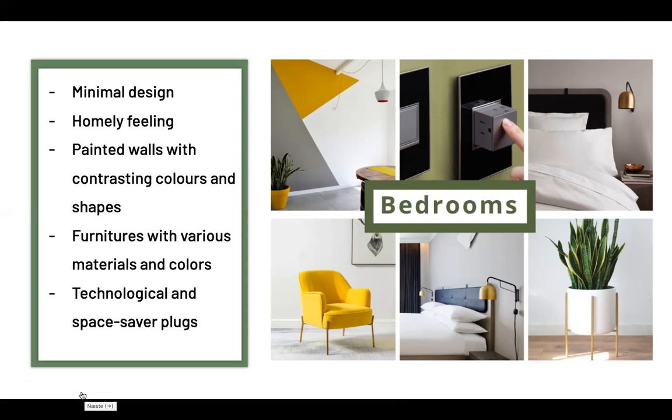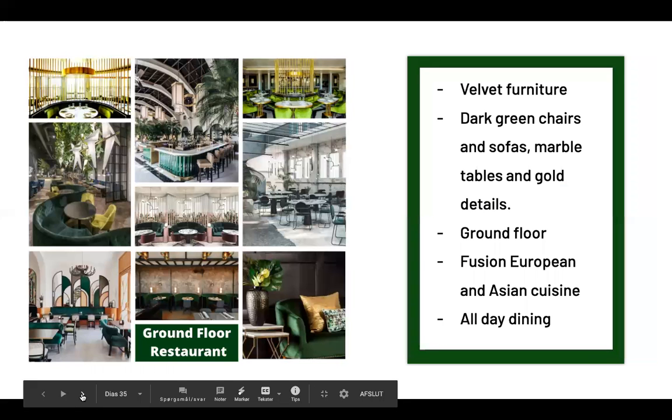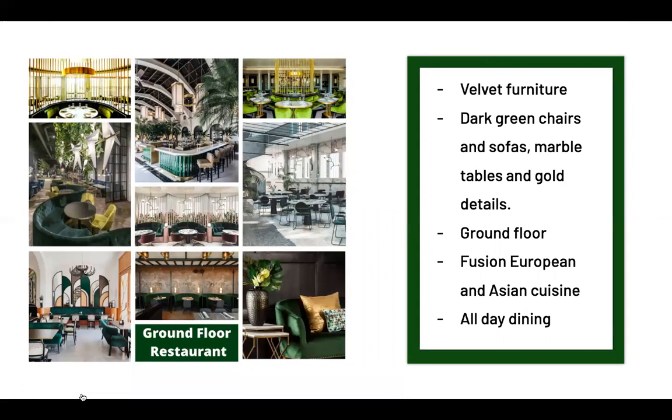So next is our ground floor restaurant. So again, we wanted to use velvet furniture. We use dark green chairs and sofas, and in contrast, marble tables and gold details. This restaurant will be at the ground floor, and it will be a fusion European and Asian cuisine. And we want to have all-day dining here.